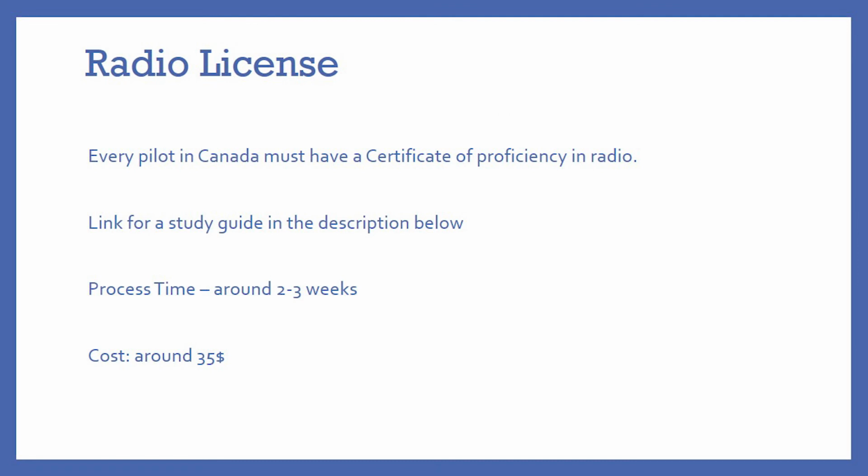Every pilot in Canada must have a certificate of proficiency in radio. You will need to do an exam, and you can find all the information about this exam in a study guide in the description below. Industry Canada is in charge of radio licensing in Canada, and you will get your certificate 2 to 3 weeks after passing the exam. Usually you can book the exam through a flight school and the cost is around $35.